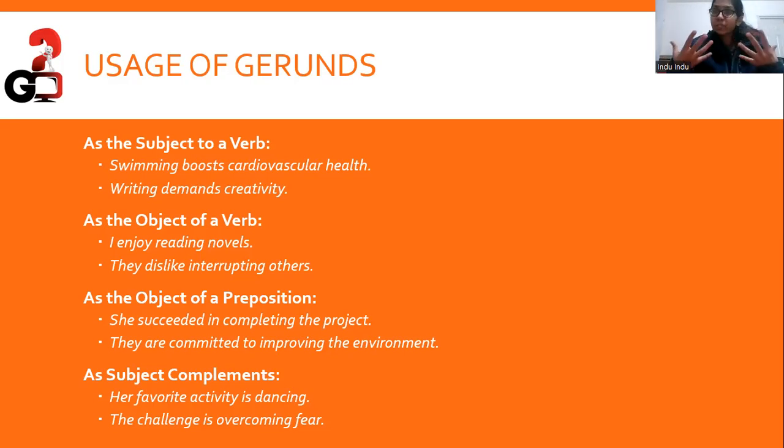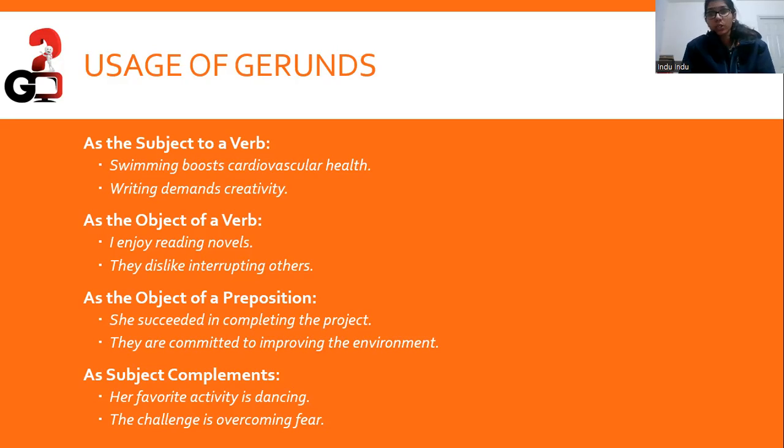It could be used as an object of a preposition as well. She succeeded in completing the project. So in is the preposition here. The object of the preposition is completing. What did she succeed in? She succeeded in completing the project. They are committed to improving the environment. To what? To improving the environment. Here, improving is the object of the preposition to, right?